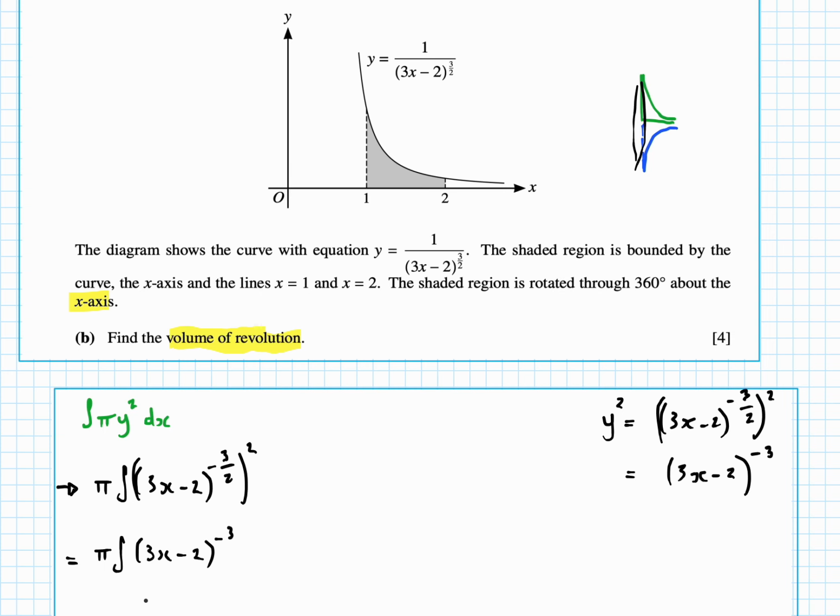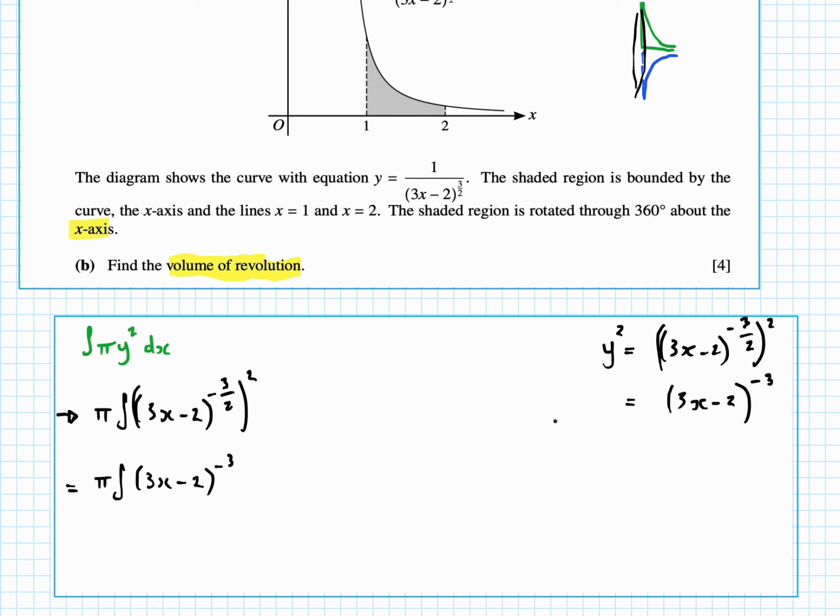I'm just rewriting that in a way, just to make sure it's clear. You can put pi out the front. It's a constant, so it doesn't really get involved. Of course, putting my dx's there. Don't forget that. From there we can integrate.